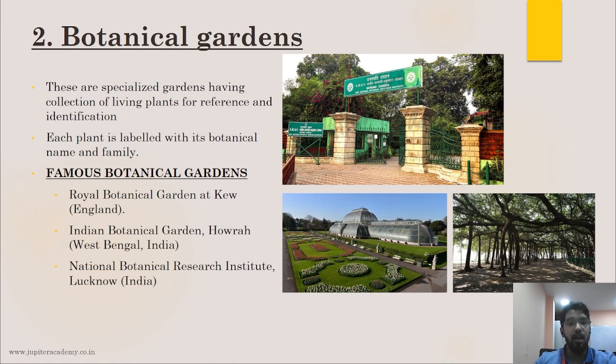These are specialized gardens having a collection of living plants for reference and identification. Each plant is labeled with its botanical name and family. Some famous botanical gardens are pictured. On the top, we see the National Botanical Research Institute, Lucknow. In the bottom left, we see the Kew Botanical Garden, which is also the largest botanical garden in the world. On the right, we see the Indian Botanical Garden in Howrah.